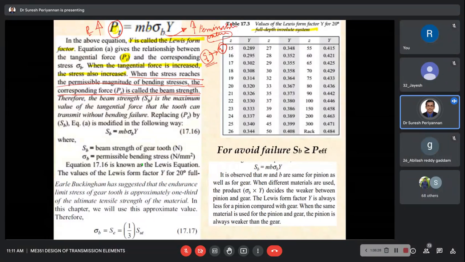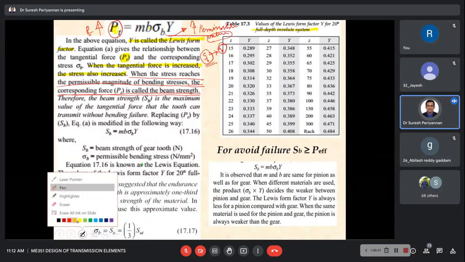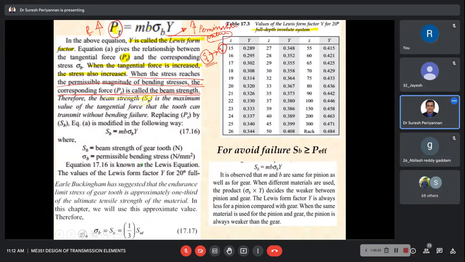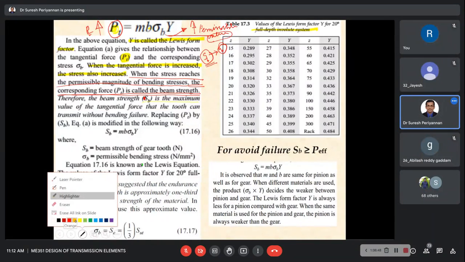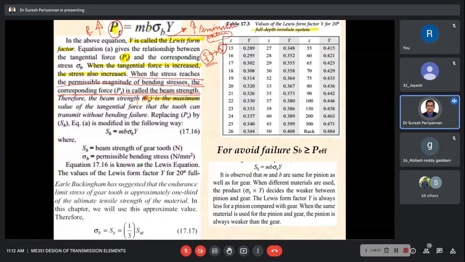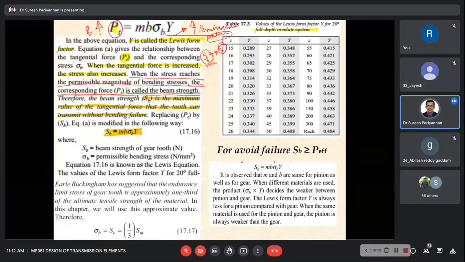Okay, beam strength. We are giving the new notation SB. SB is the maximum value of tangential force that the tooth can transmit without bending failure. Also, the tooth should not fail. Now replacing PT with SB, this is our valid equation: SB is equal to MB into sigma B into Y.